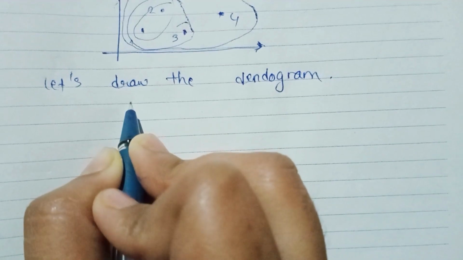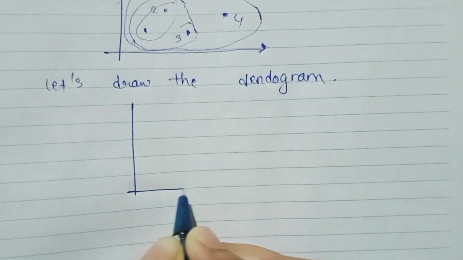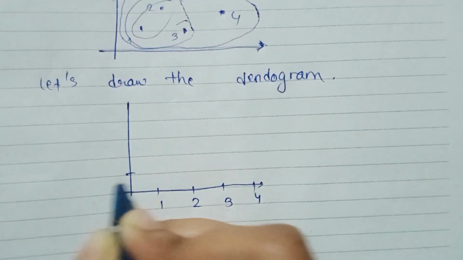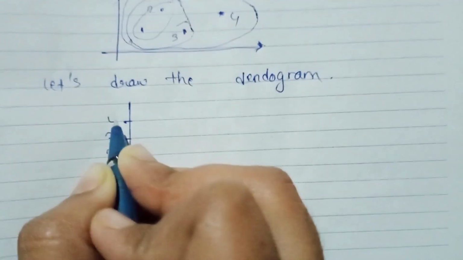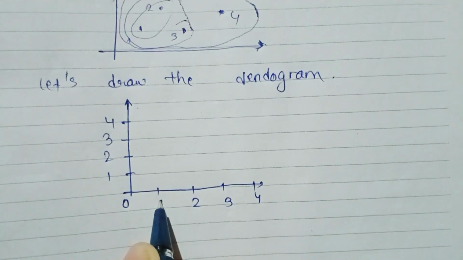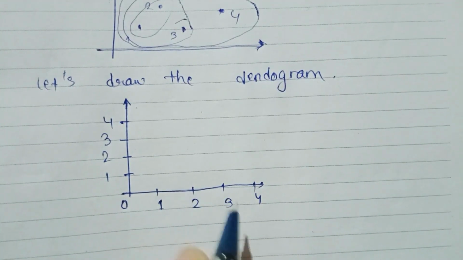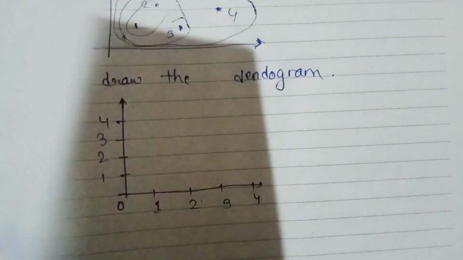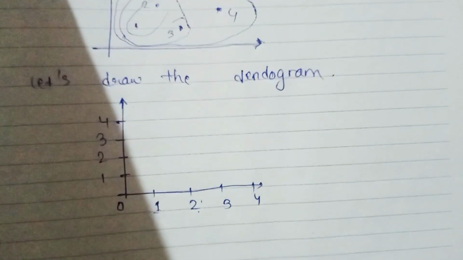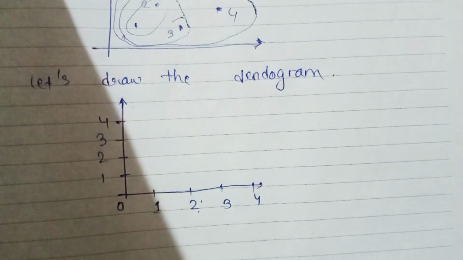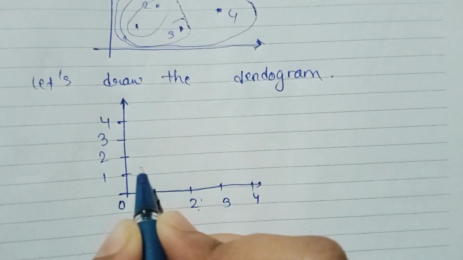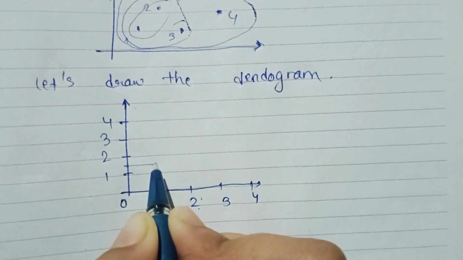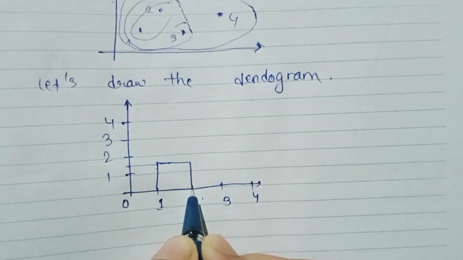We had 4 points, so 1, 2, 3 and 4. Our first cluster was with 1 and 2, and the distance was, no, it was 1.4, which will lie around here. So making a bar over here.